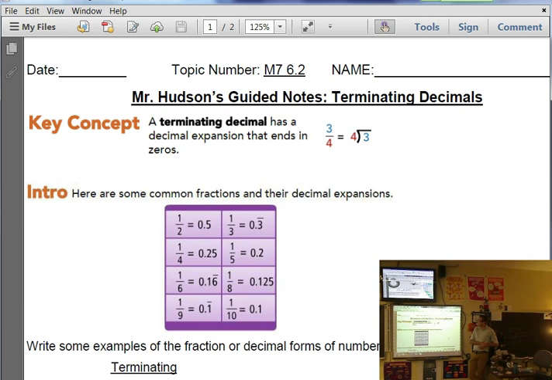Andrew, what does it mean to terminate? Yeah, it can, in the sense of the Terminator, sure. Xavier? To end. The Terminator ends people's lives. So terminating decimals end, and they end in zeros. We see that the remainders end up as zeros, the decimals end up as zeros. So if we showed this long division, we all know what 3/4 is, 0.75, but there's actually zeros out here.